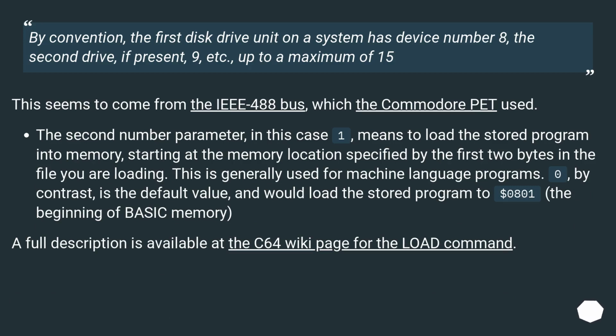This seems to come from the IEEE 488 bus, which the Commodore PET used. The second number parameter, in this case 1, means to load the stored program into memory, starting at the memory location specified by the first 2 bytes in the file you are loading. This is generally used for machine language programs. 0, by contrast, is the default value, and would load the stored program to $0801, the beginning of BASIC memory. A full description is available at the C64 wiki page for the load command.